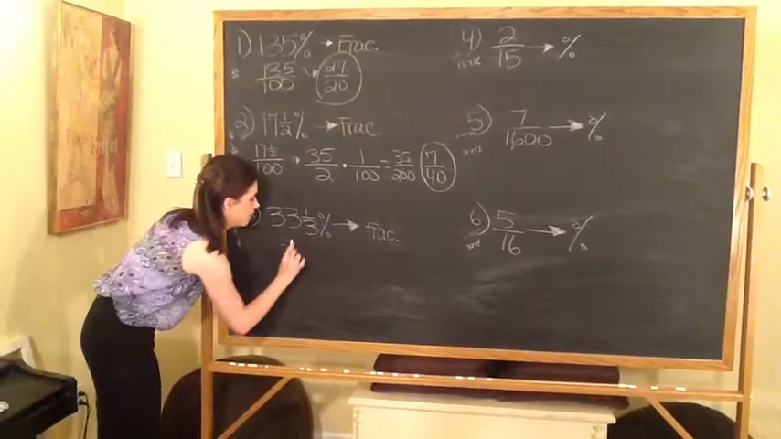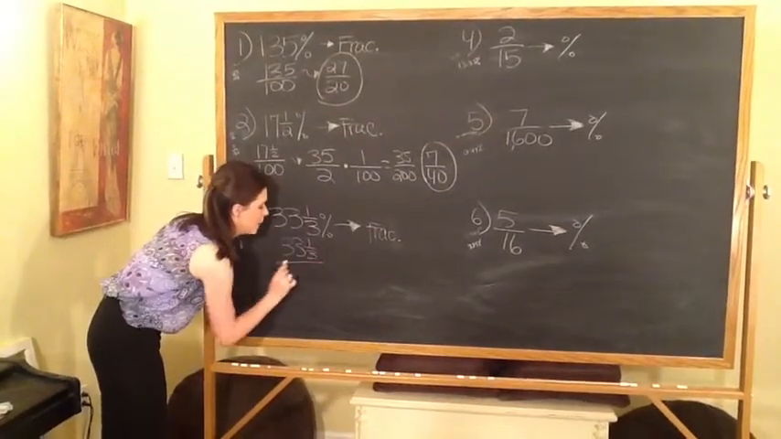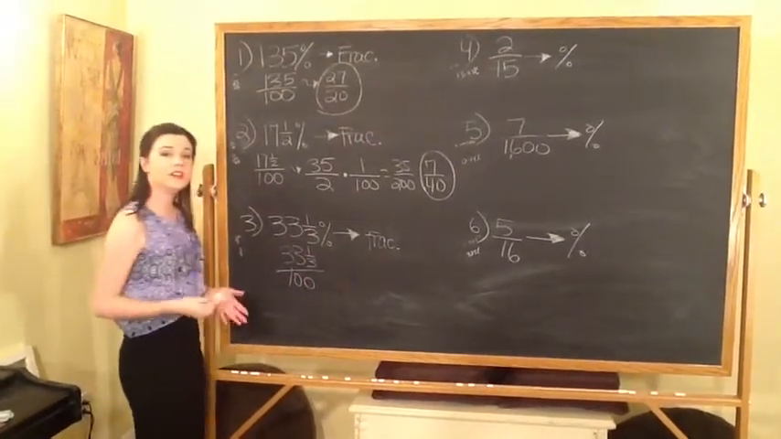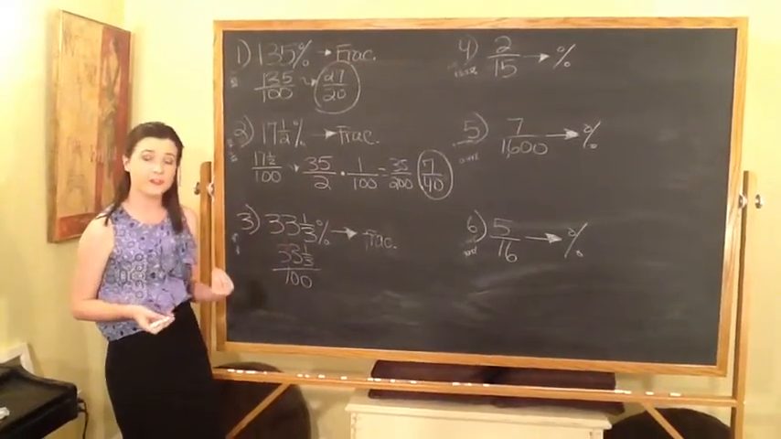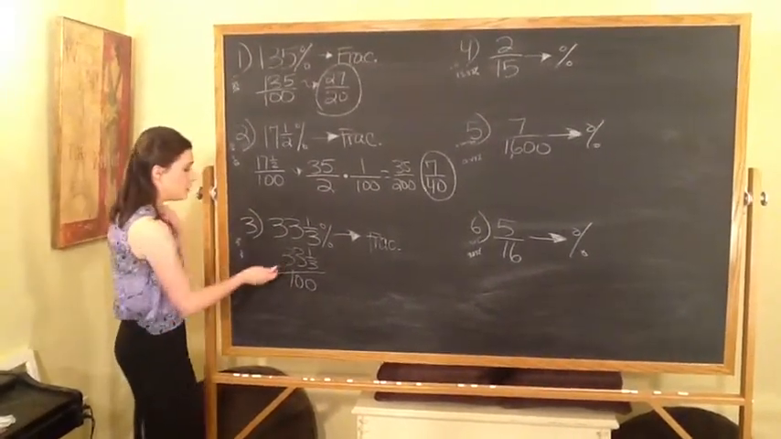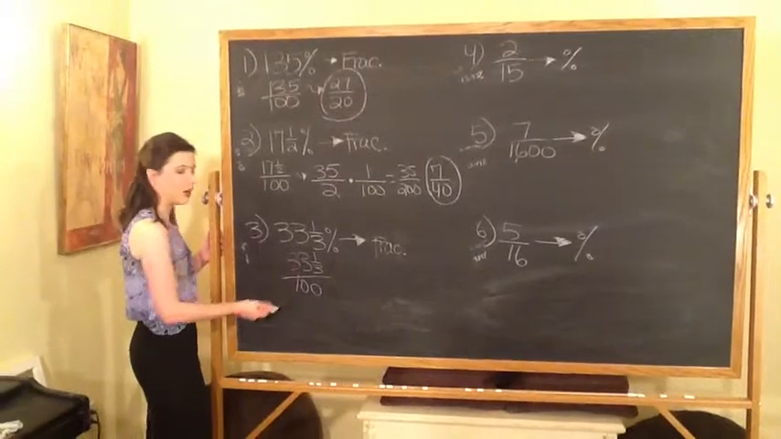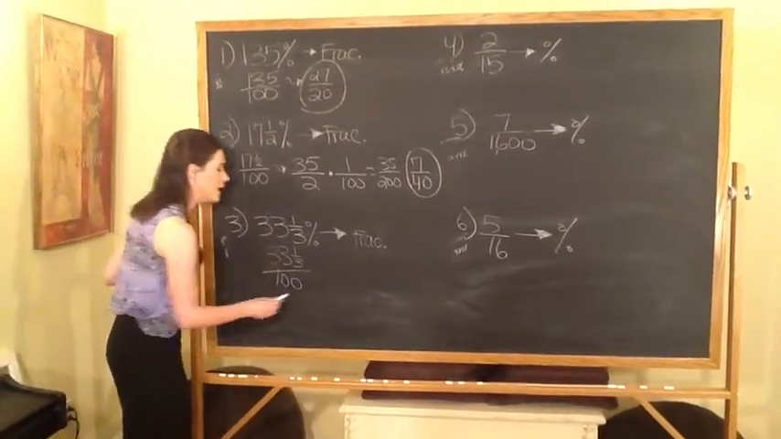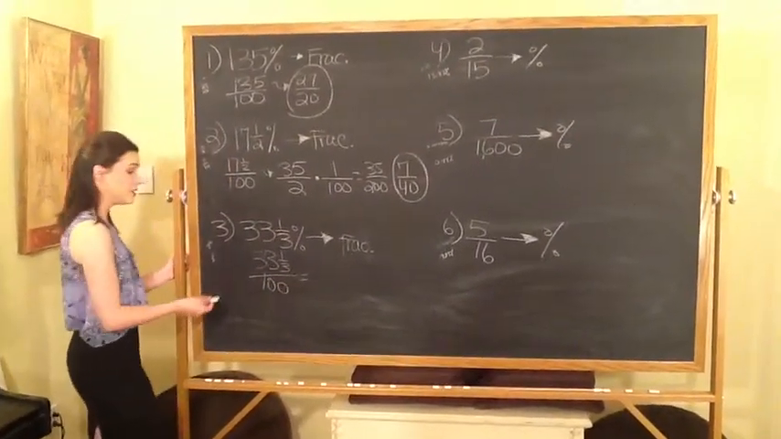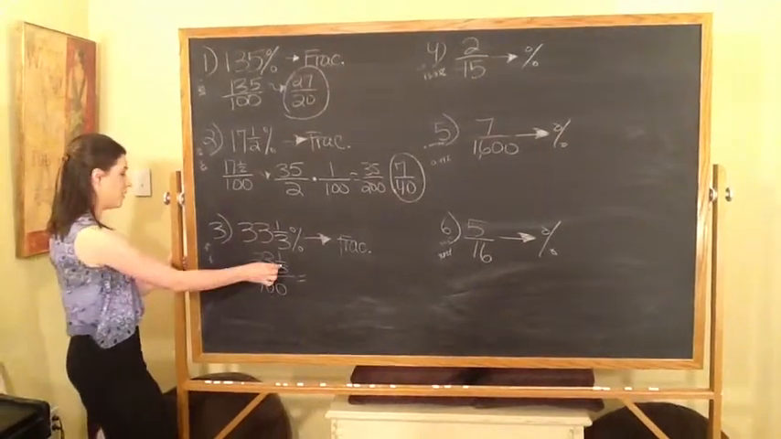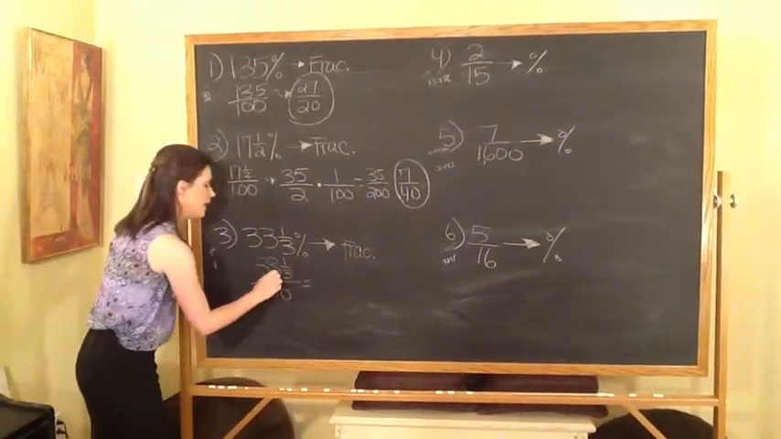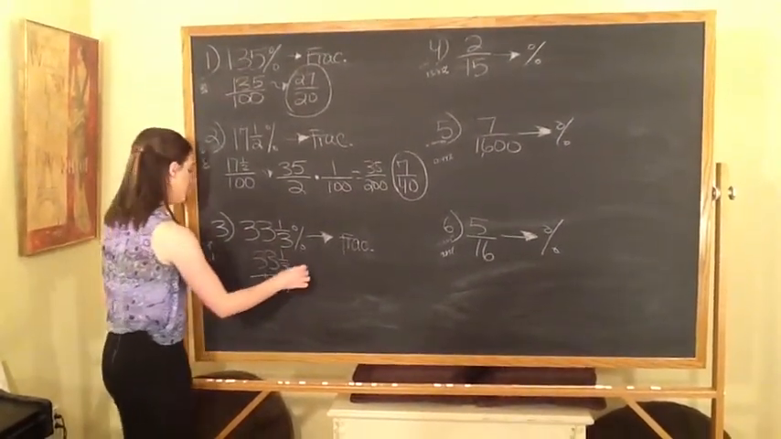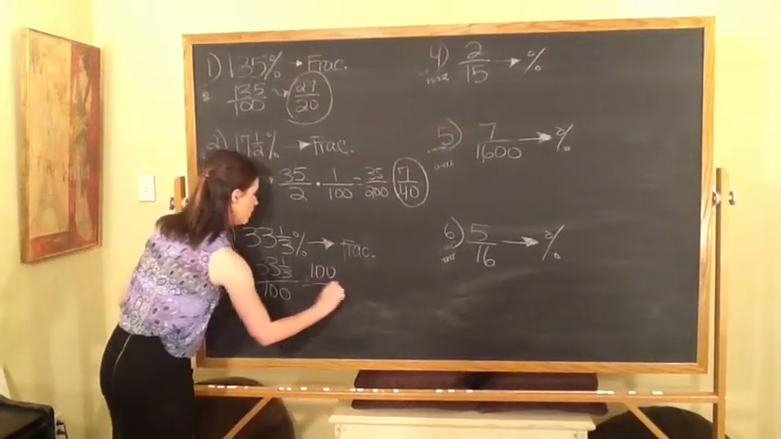So we're going to take 33 and 1/3, and we're going to put it over 100 because you always put the percent over 100 if you're going to change it to a fraction. So we're going to put 33 1/3 over 100. Now it's just 33 1/3 over 100. And now we're going to go ahead and make this first an improper fraction. So I'm going to make this 33 times 3, plus 1, which is going to give you 100 over 3.